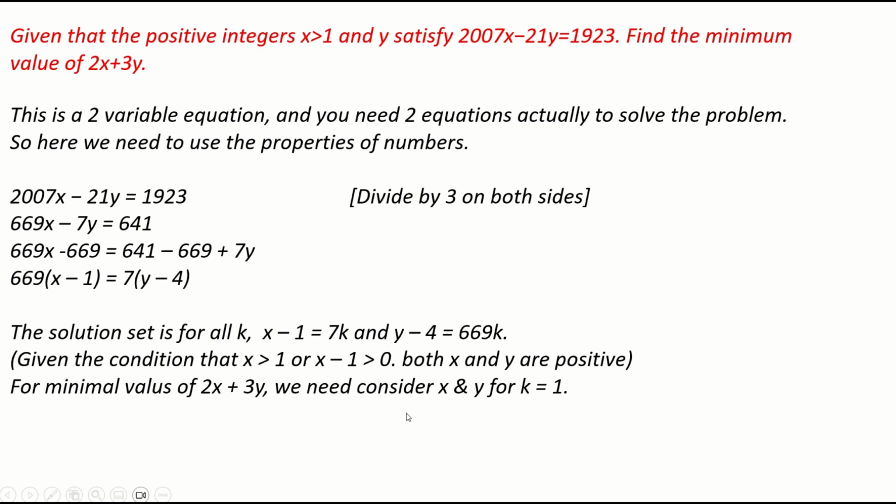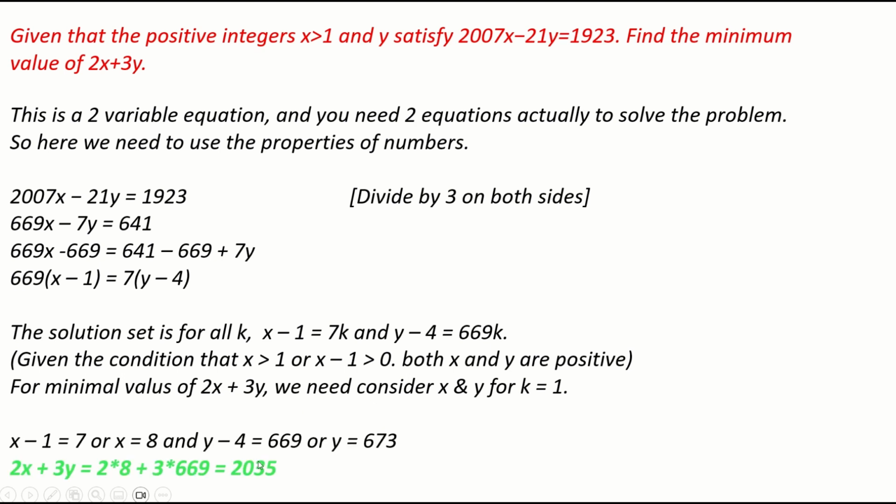So if you substitute k equal to 1, what will you get? K equal to 1, x minus 1 equal to 7, or x equal to 8, and y minus 4 equal to 669, or y equal to 673. And these are the values we should take for the minimum value of 2x plus 3y, because any other value will increase 2x plus 3y, right? So 2x plus 3y equal to 2035. This is the answer.